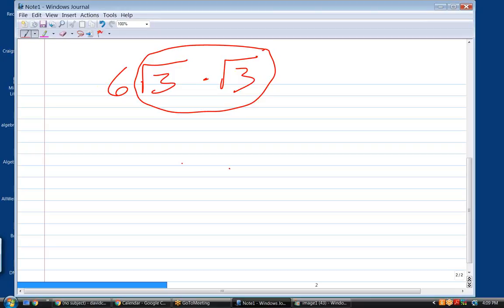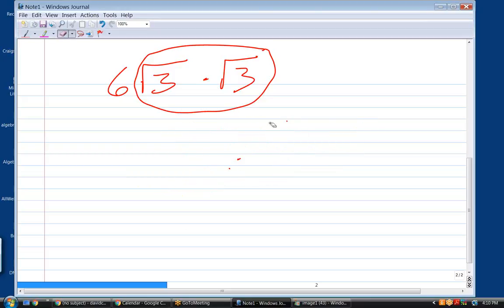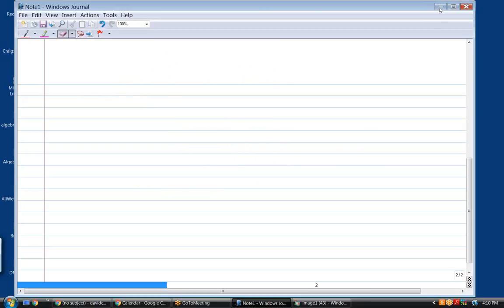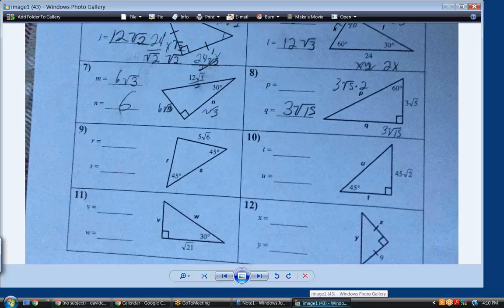Okay? Don't forget that root x times root x is x. In other words, you don't need to say that's root x squared. Just know that the square root of any number multiplied by itself is equal to whatever the number in the radical is. Okay. That makes sense. So side n is 18.